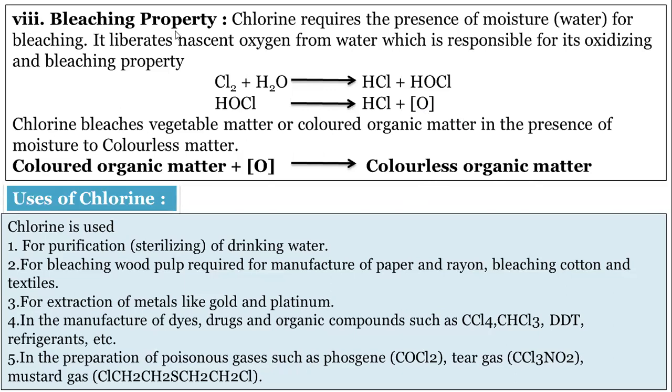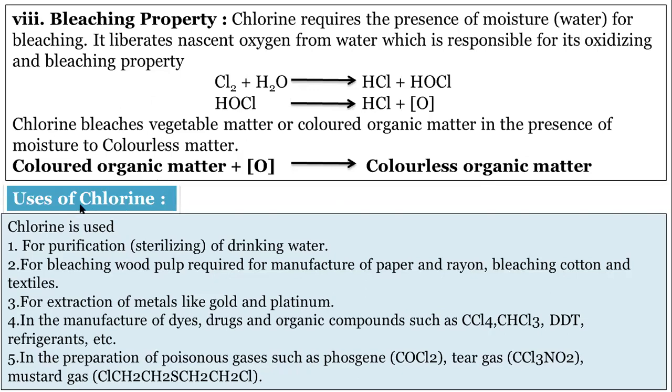So chlorine has the bleaching property in presence of moisture. First, we have to write this reaction. Chlorine reacts with water. It gives HCl plus HOCl. This HOCl is important for us. Hypochlorous acid gives HCl plus oxygen. This is nascent oxygen, single oxygen atom, which decolorizes vegetable matter or colored organic matter into colorless organic matter. So remember this bleaching property, an important reaction.